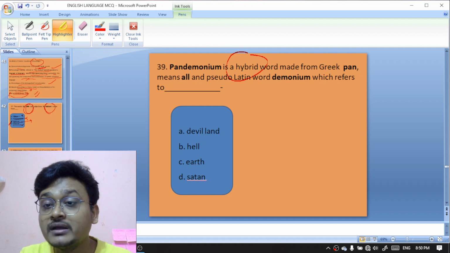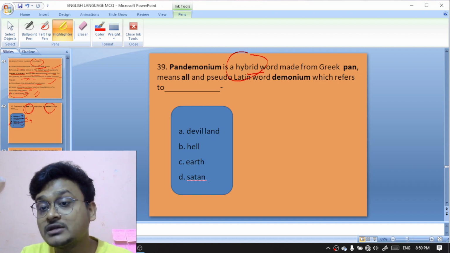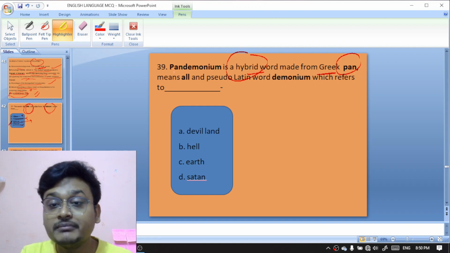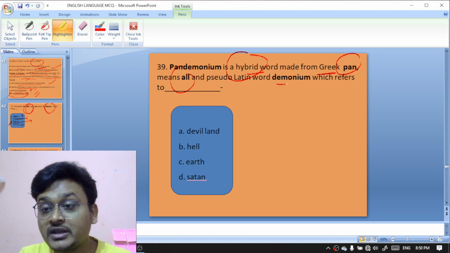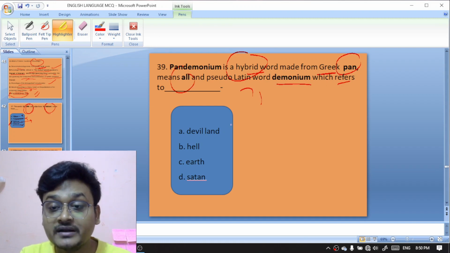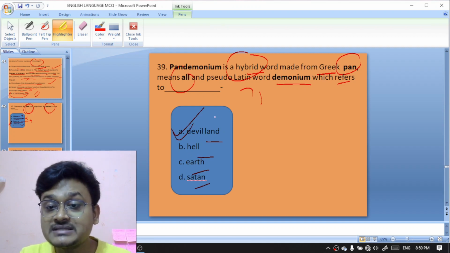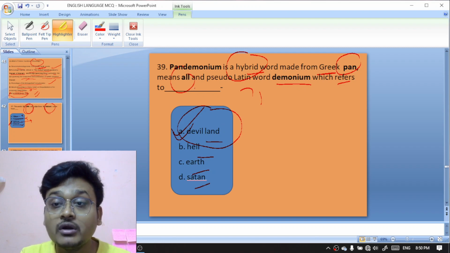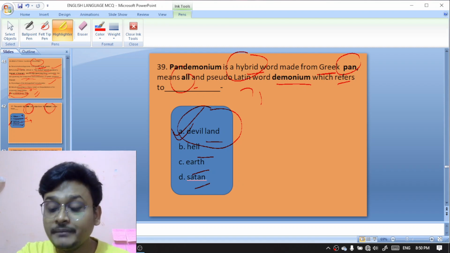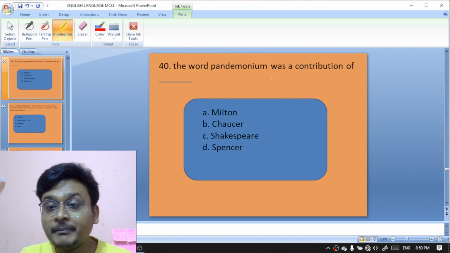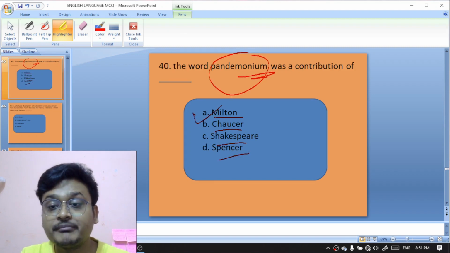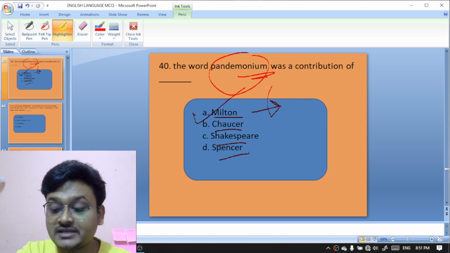Pandemonium is a hybrid word, a mixture of the Greek word pan, which means all, and the pseudo-Latin word demonium, which refers to what? Devil, land, hell, earth, Satan. So it is devil land. So demonium means devil land, whereas pan means all. It's a hybrid word made from Greek and Latin, pandemonium. It was created in Milton's work Paradise Lost. The word pandemonium was a contribution of whom? Milton, Chaucer, Shakespeare, Spenser. It was Milton, in Paradise Lost.